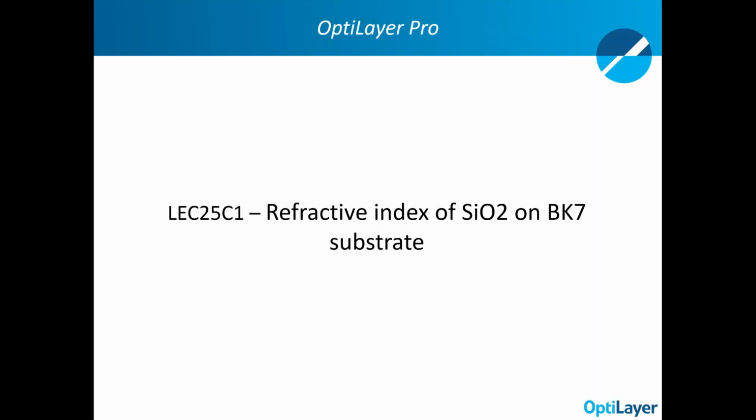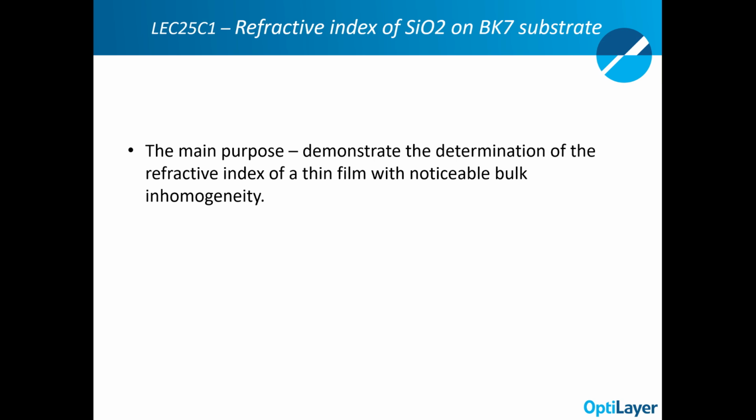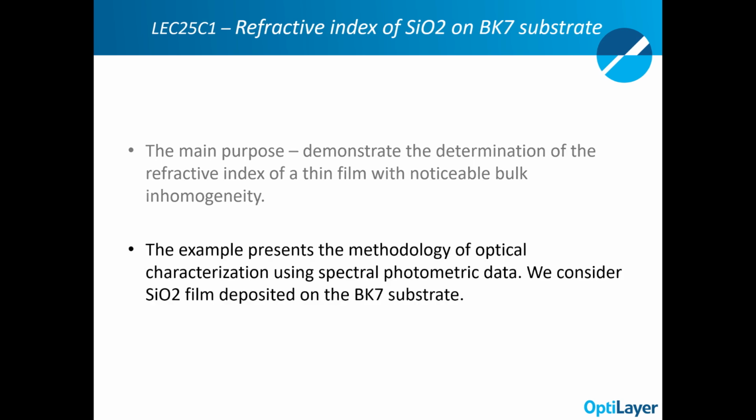The main purpose of this example is to demonstrate the determination of the refractive index of a thin film with noticeable bulk inhomogeneity. The example presents the methodology of optical characterization using spectral photometric data. We consider SiO2 film deposited on the BK7 substrate.